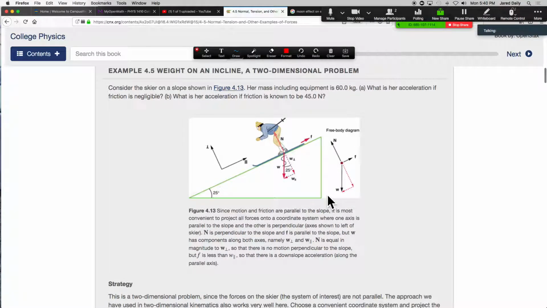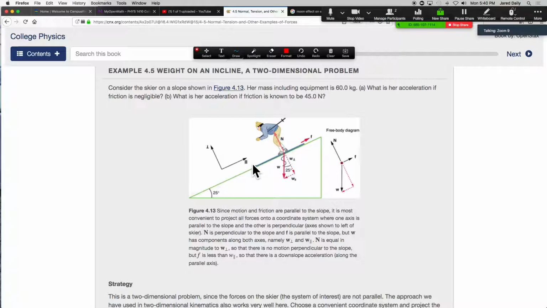But here's an example where the normal force starts to get funky. The skier. How many of you have been skiing? Nobody's been skiing before? Well, I've only been skiing a few times, but I've been on snow a lot, and on mountains a lot. But so what happens on an incline?